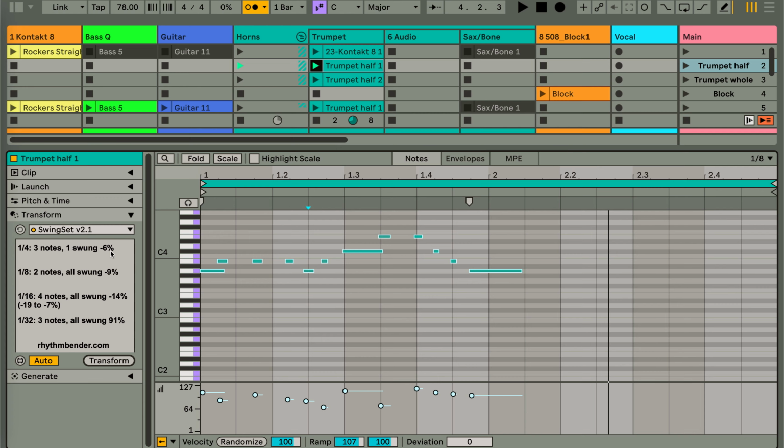It's simply just going to give me a report of the existing swing recipe. And it's telling me I have 3 quarter notes, and one of them is swung -6%, meaning it's early, it's ahead of the grid. I have 2 eighth notes, and they're all swung -9%. I have 4 16th notes, and they're all swung -14%, that's the average, and it gives a range, -19 to -7. I have 3 32nd notes, and they're all swung 91%.